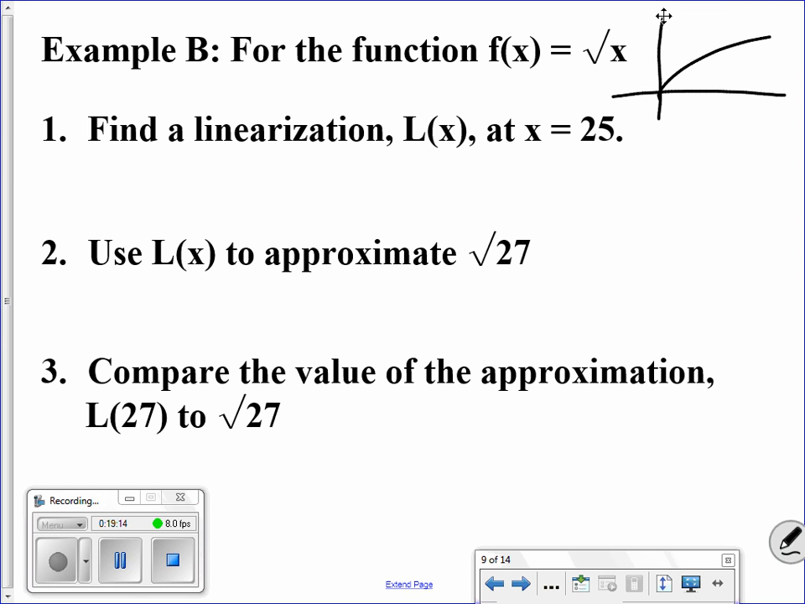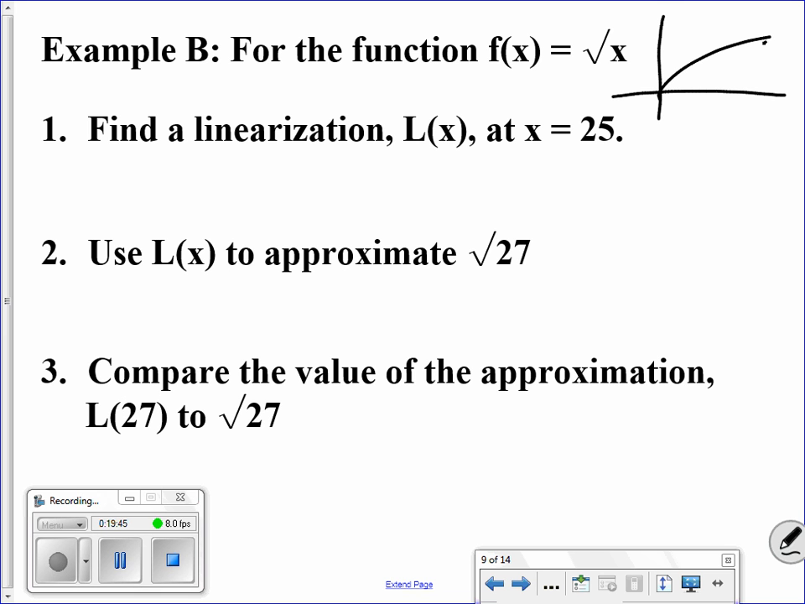We want to find a linearization, L of x at x equals 25. Well, that's just a fancy way of asking us to write what? Because I want it to seem less scary. So what are we doing? We're writing the equation of the tangent line. When you see find a linearization, what? No, it just means write the equation of the tangent line at x equals 25.